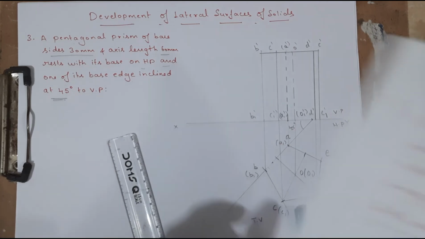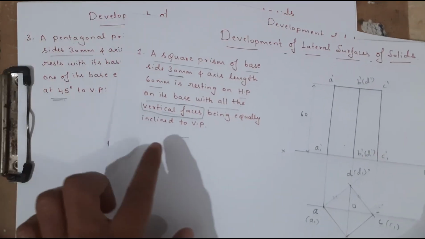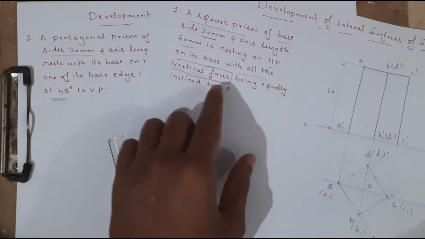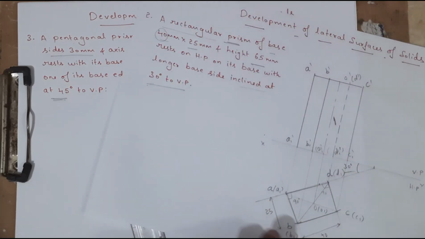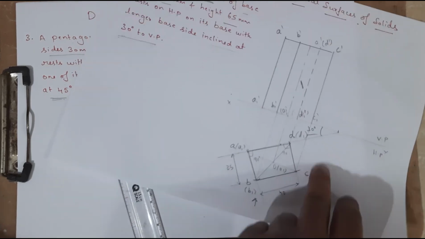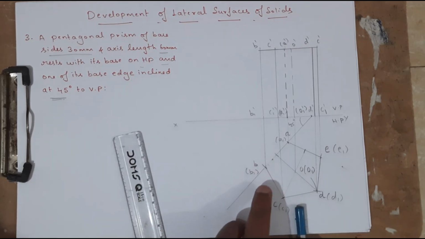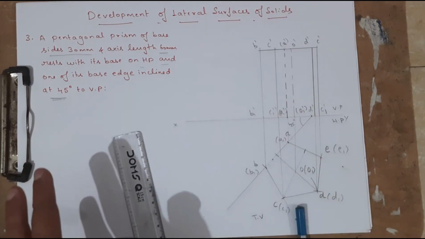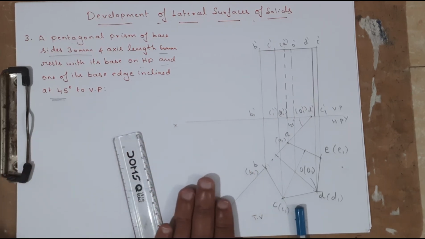So in this video we have solved three problems. There is a square prism, in which all the vertical faces are equally inclined to VP, and then a rectangular prism when one of its longest edges is at an angle of 30 degrees. In this last problem we have drawn a pentagonal prism in such a way that one of its base edges is at an angle of 45 degrees to VP.